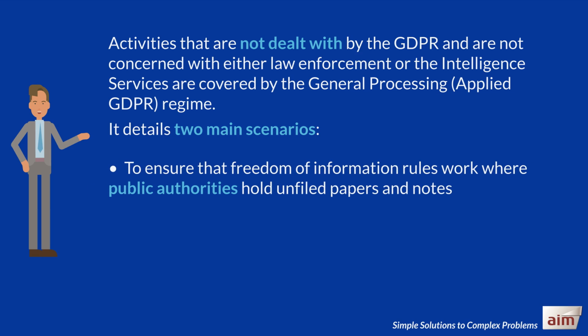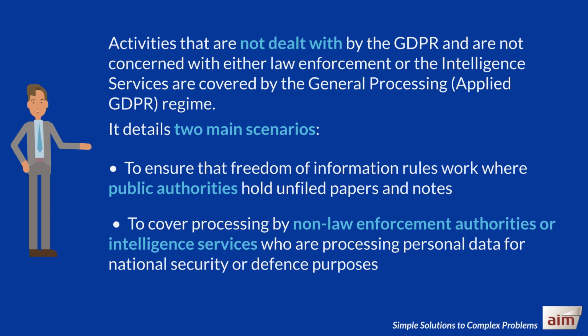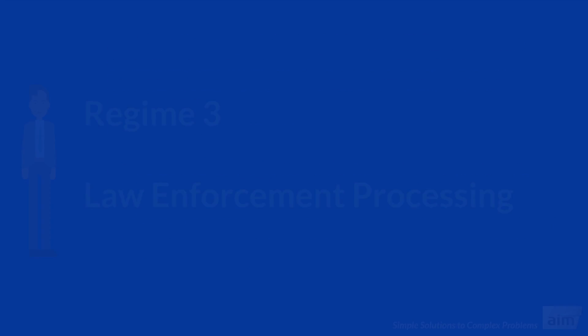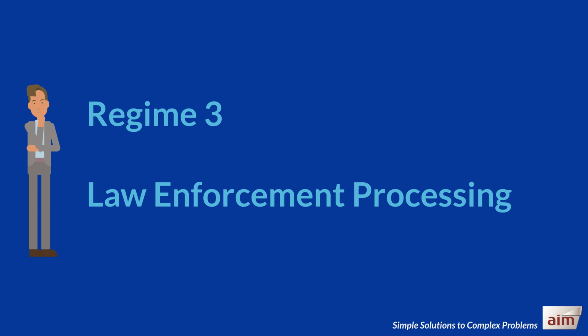To ensure that freedom of information rules work where public authorities hold unfiled papers and notes. To cover processing by non-law enforcement authorities or intelligence services who are processing personal data for national security or defense purposes. Regime 3. Law enforcement processing.